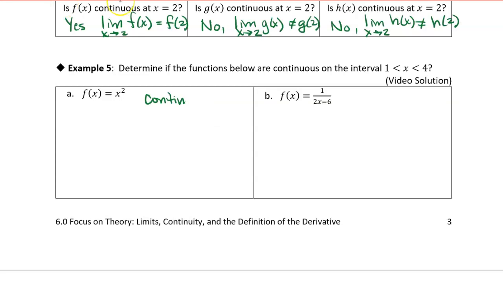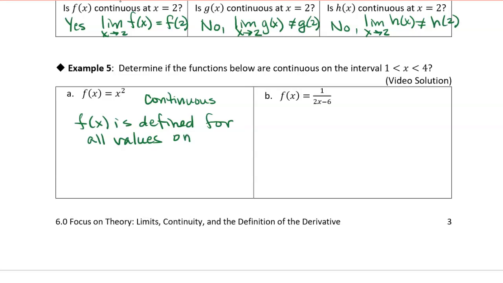Sorry. But what we're going to say is that we know that f of x is defined at every point, defined for all values of x on the interval 1 less than x less than 4. It's defined for all the values between 1 and 4, because we can plug in any value we want into x squared and get a value for the output.